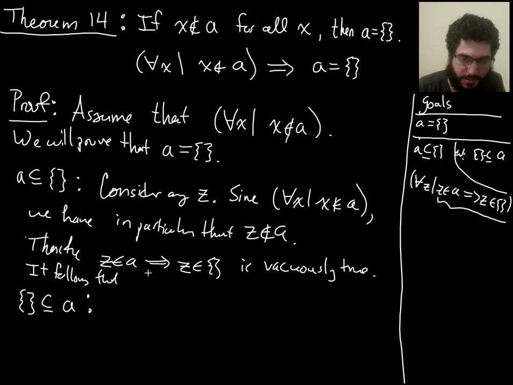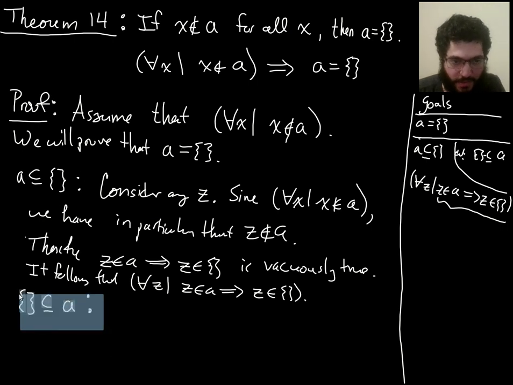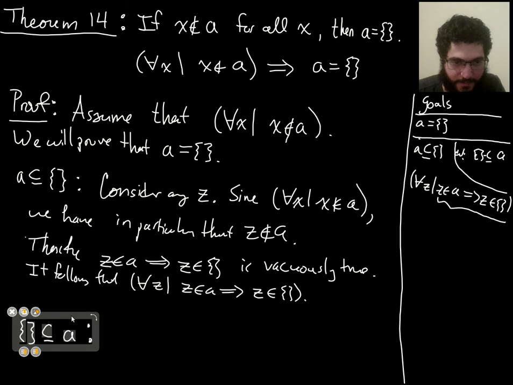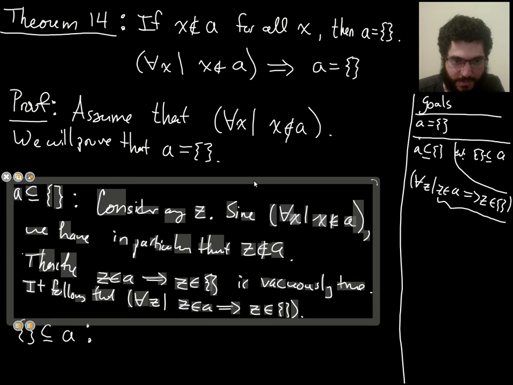It follows, so this is the rest of the universal generalization. It follows that for all z, z in A implies z is in the empty set. And that's it. That's what was needed to prove this. Okay, let me create some space here. This is going to be a new paragraph, so these should really be separated with some space between them.